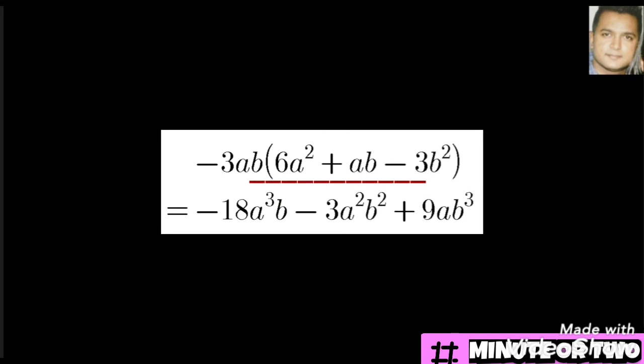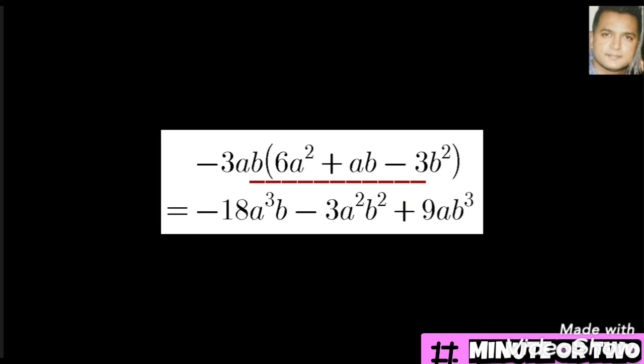Now with the third term, it's minus times minus. Now notice it's minus 3 times minus 3, and that will give us plus 9, and then we get a times, there is no a in the minus 3b squared, so we'll just leave it as a, and then b times b squared will give us b cubed. Remember that b in the front of the bracket means basically b to the power 1. So b to the power 1 times b to the power 2 will give us b to the power 3.